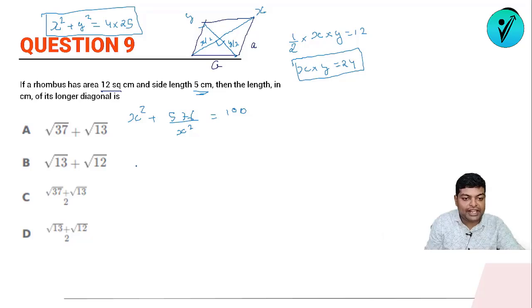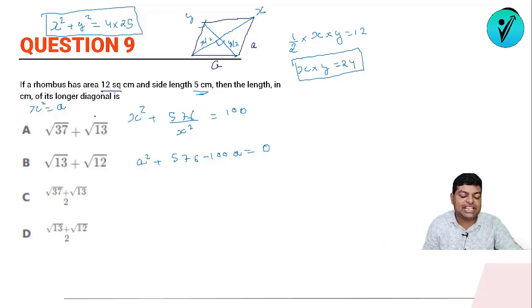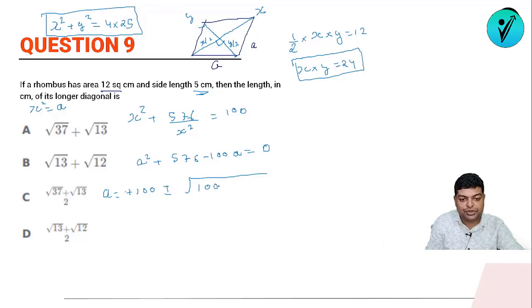Okay, or we can write again, if we take X square as A and make it a quadratic equation, it will be A square plus 576 minus 100A equals 0. I have taken X square as A and made it a quadratic equation. So what will be the value of A? The value of A will be 100 plus minus under root of B square, so it will be 10000 minus 4 into 576.